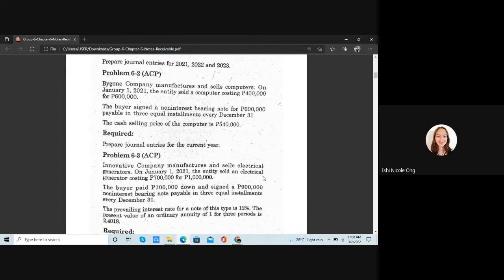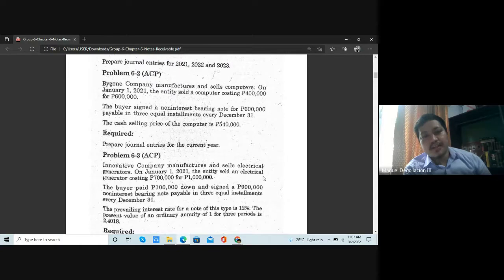Because you record unearned interest income, sir, 60,000. Okay. In your financial statements, class, you will be deducting the unearned interest income against the notes receivable. So your entry was debit notes receivable 600,000, credit sales 540, and credit unearned interest income 60,000. You will post this to the ledger, notes receivable 600, unearned interest income 60. When you prepare your trial balance, notes receivable 600, unearned interest income 60.